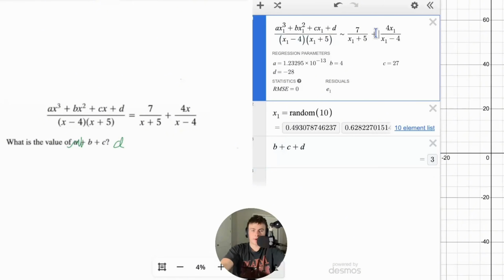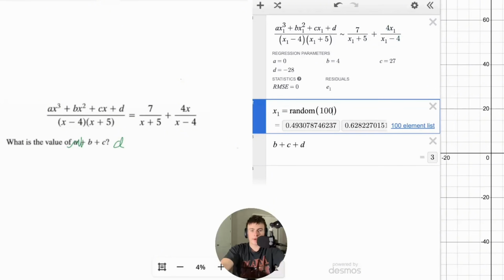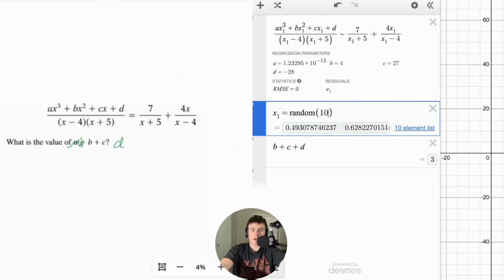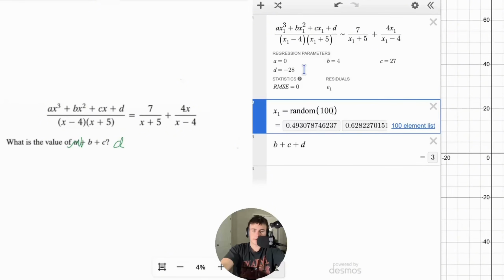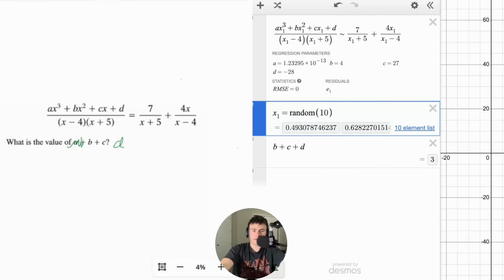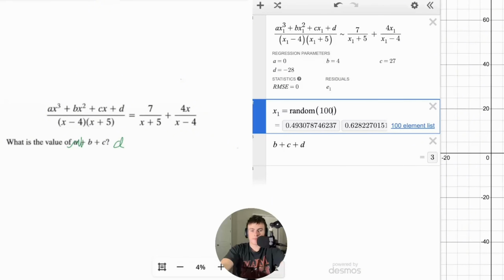Your equation is good here, good here. And I defined x1 as random 10. Doesn't matter if you do this or like 100 or something, you're still going to get the same answer. It should not change anything. Yes, you might notice changes, but that doesn't affect our b plus c plus d values. So it doesn't even matter.